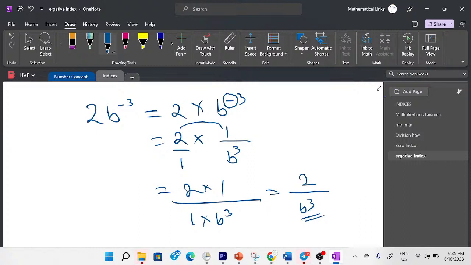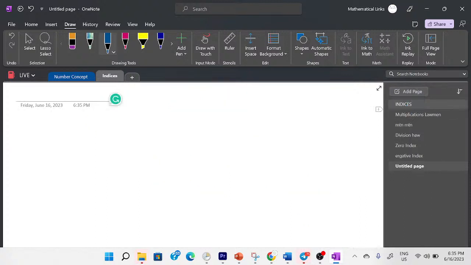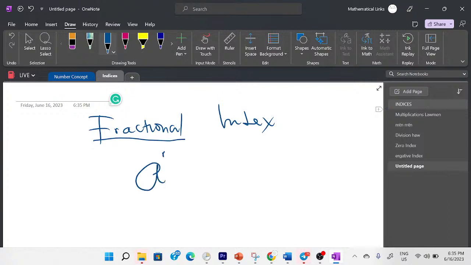So that is the fourth one. So the fifth law of indices will be fractional index. So here, as the name implies, fraction. Okay, it means the power is a fraction. That means the illustration will be a to the power of what? m over n. So that is what it implies. a to the power of m over n.